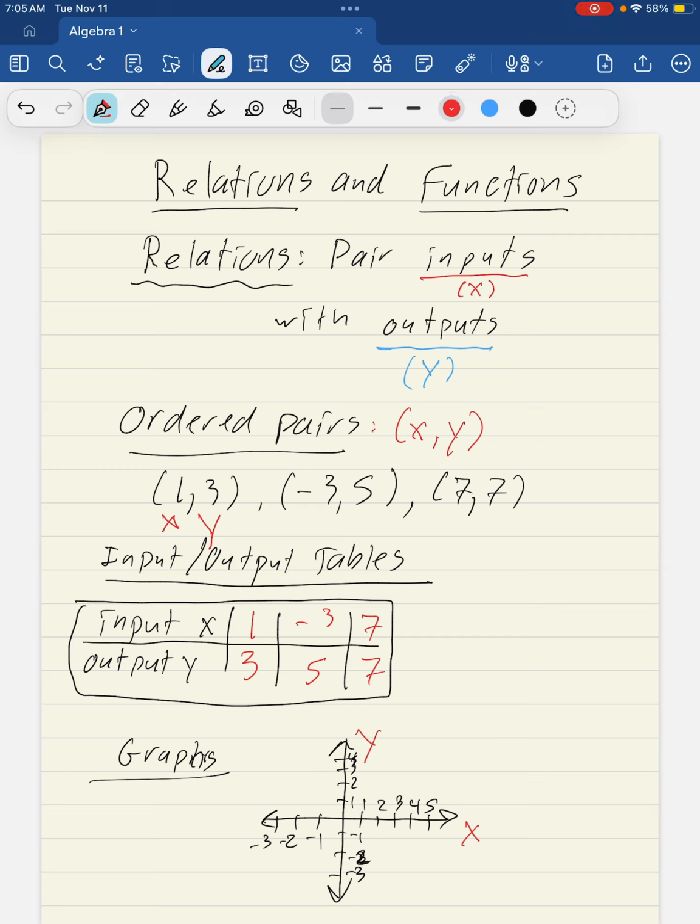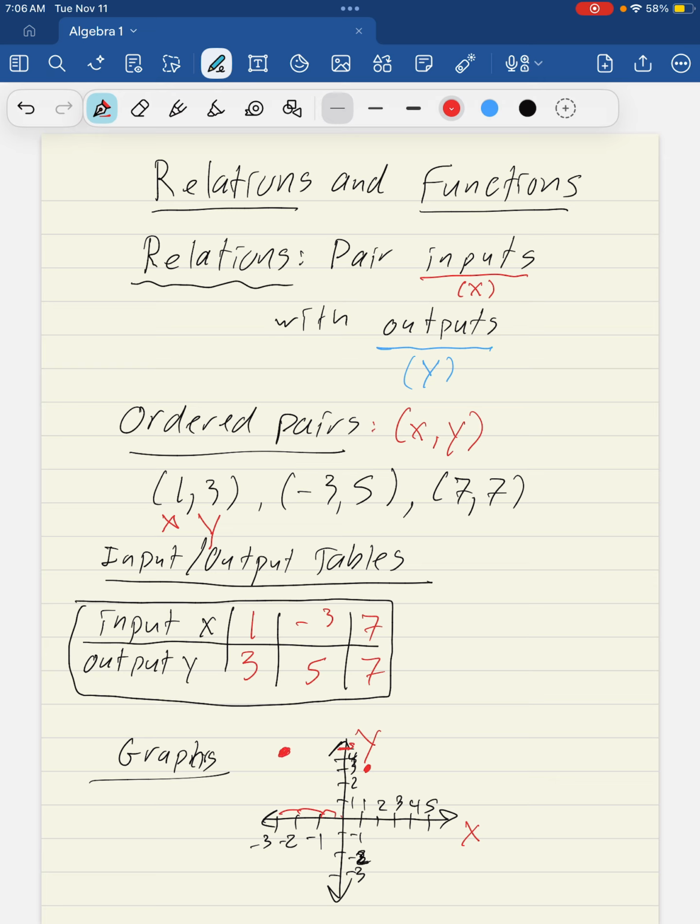If we were to graph these particular points, 1, 3, that first point right here, we can graph that. The first number moves you left or right, always starting from the origin, and the second number moves you up or down. So it'd be right 1, up 3. There's my dot. And then negative 3, 5. I can go left 3 from the center, so 1, 2, 3, and then up 5, all the way up to 5. I don't have a 5 on here, so I'll put it right there. There's my 5. Pop. And then, of course, 7, 7.